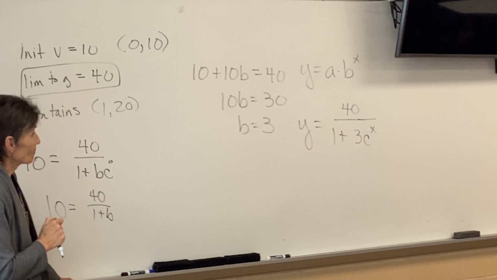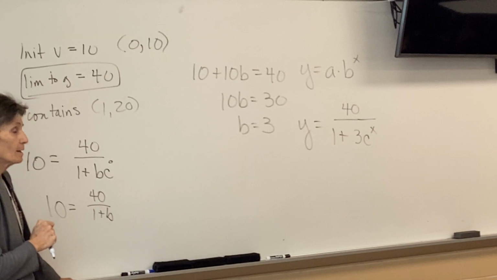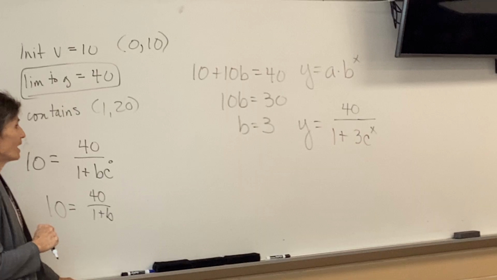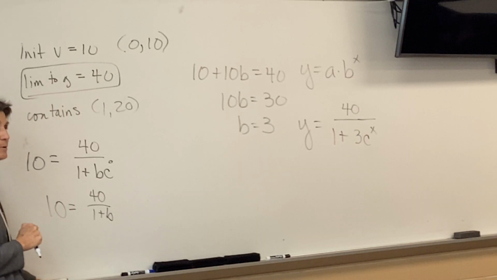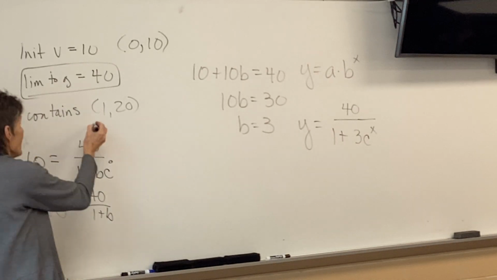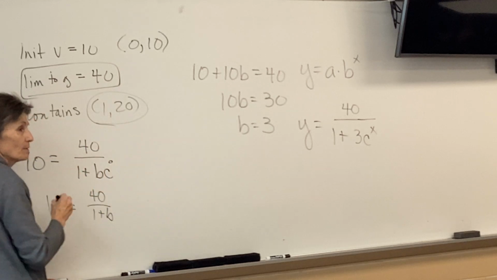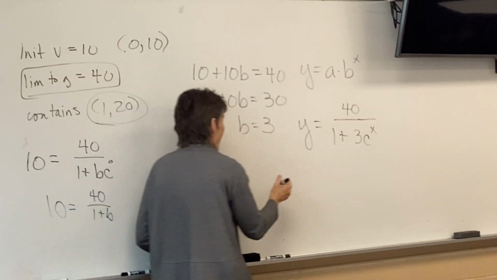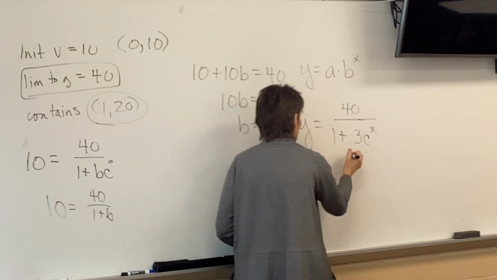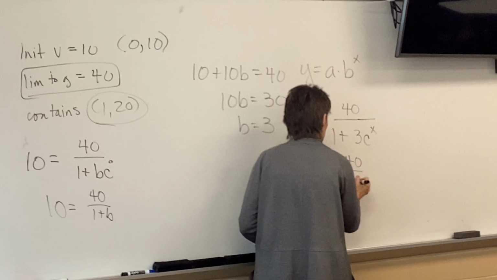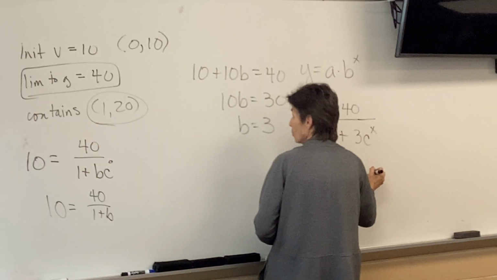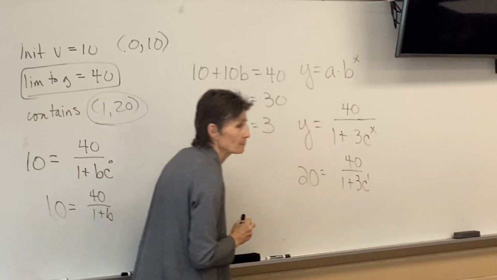Okay. Now, why do you go the other way? How am I going to find my C value now? I know one more thing. Put 20 in for Y. I know that if Y is 20, X is 1.